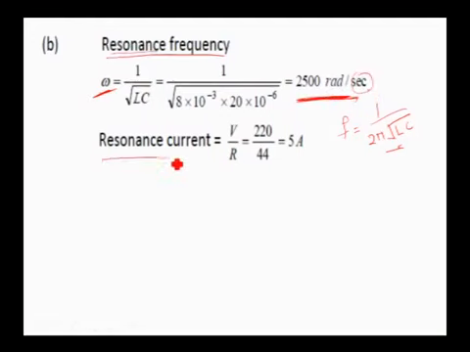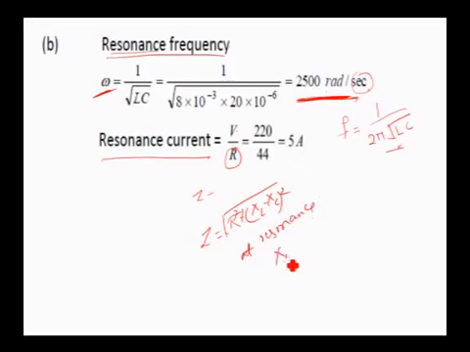Then the resonance current is voltage by resistance. Why only R? Why is Z not considered? Because Z is equal to root of R square plus (XL minus XC) whole square. This is the actual formula. But at resonance, you must know that XL and XC both will be equal. Then Z will be equal to only R. Hence voltage by resistance, 220 by 44, is 5 ampere.